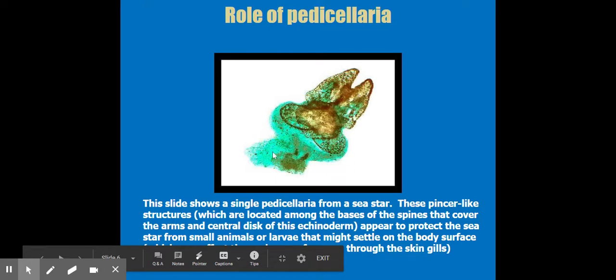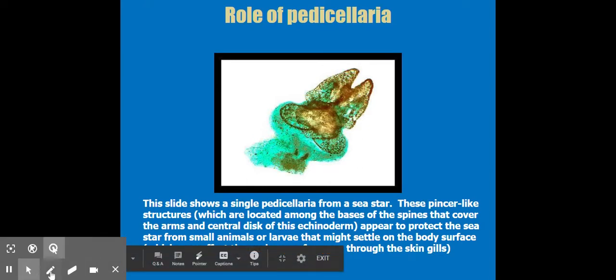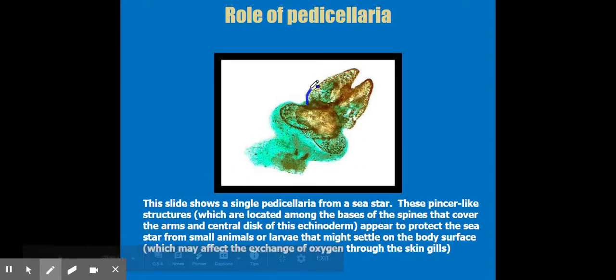So a microscopic structure that you can find on some echinoderms, specifically sea stars and sea urchins, are pedicellaria. So these are little microscopic pinchers. So if you look right here, it's like a claw. There's one piece, there's another, and this can open and close. And you'll find these externally in between the spines. And these are important structures for the sea star because they have important functions. So they can protect the sea star from small animals or larvae that might try to settle on their surface.